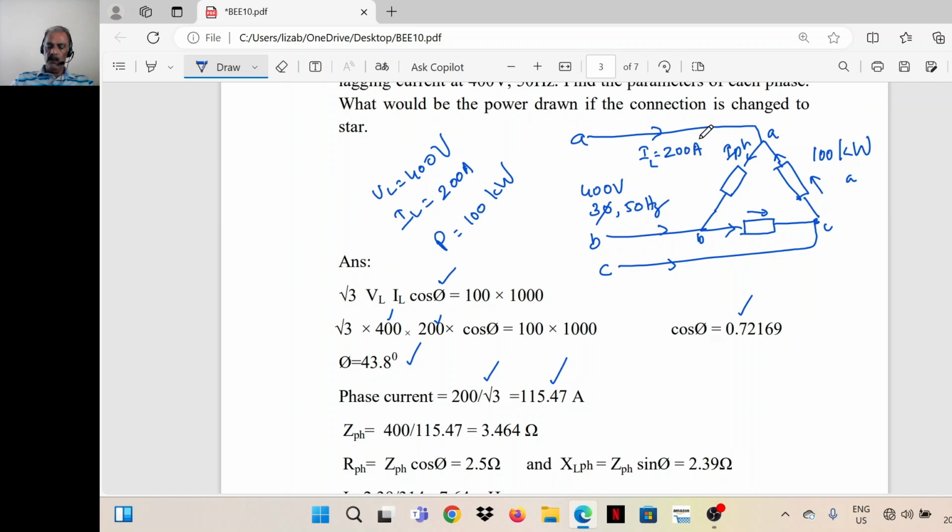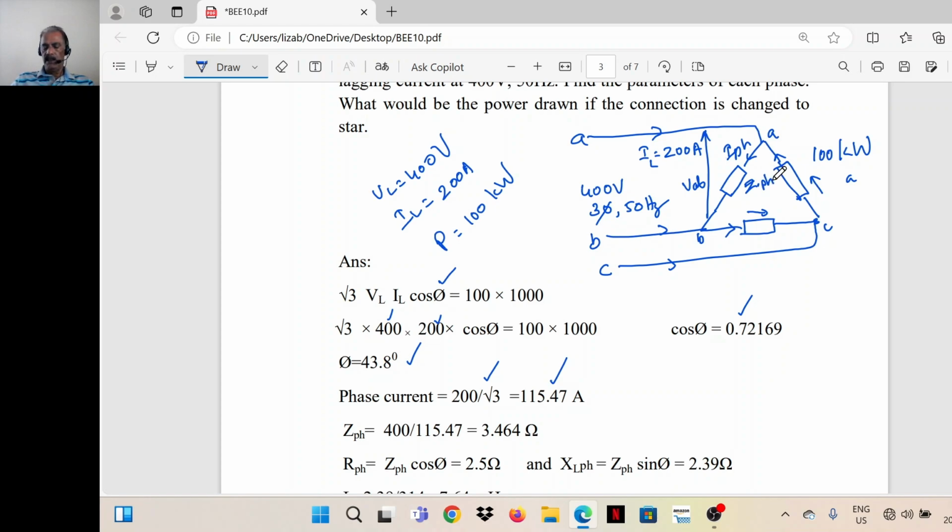So now we know the phase voltage. Phase voltage is 400 volt. I'll mark one here. This is VAB. VAB, VBC, VCA all are the same, magnitude equal to 400. So VAB, the voltage between these 2 points, is 400 volts. And that means the voltage across impedance, say Z, is 400 volt. Current through Z is I phase, that is 115.47 ampere.